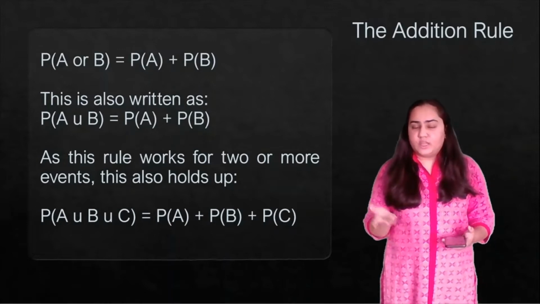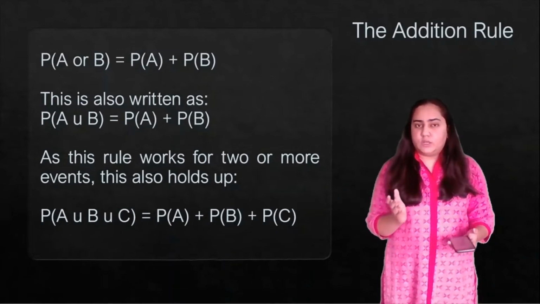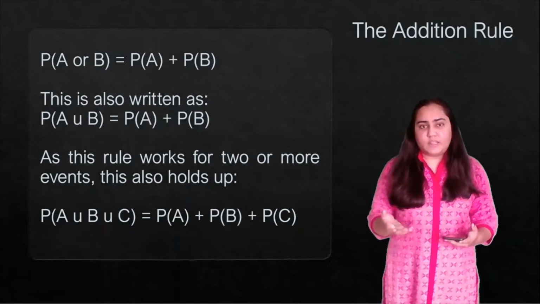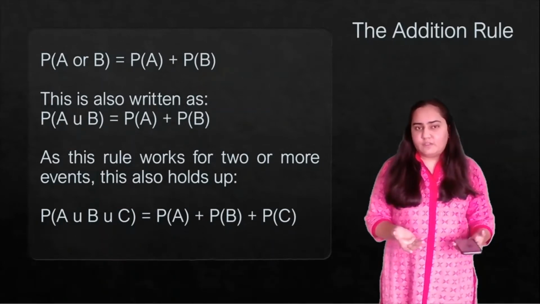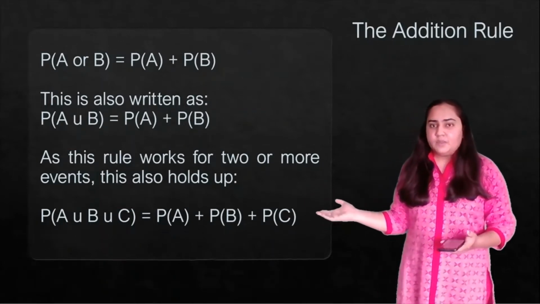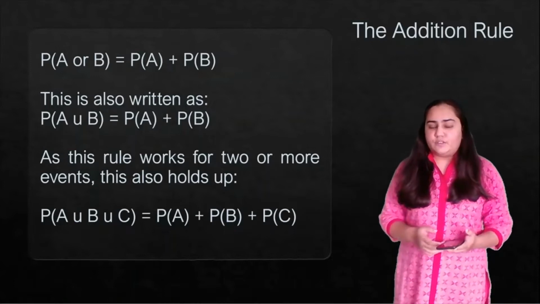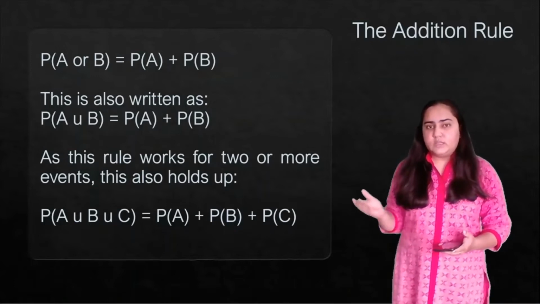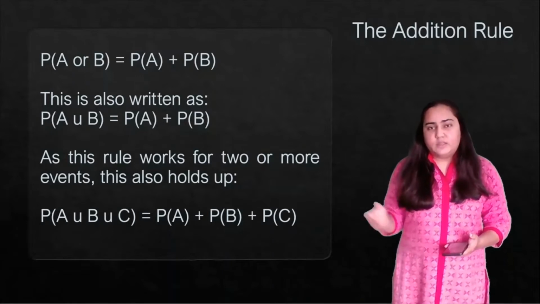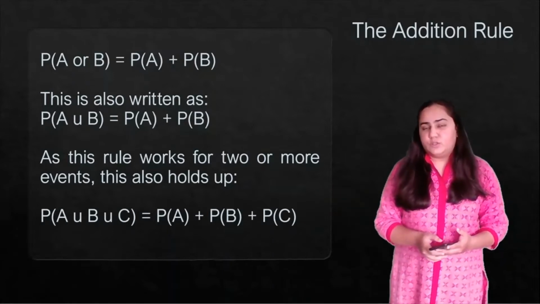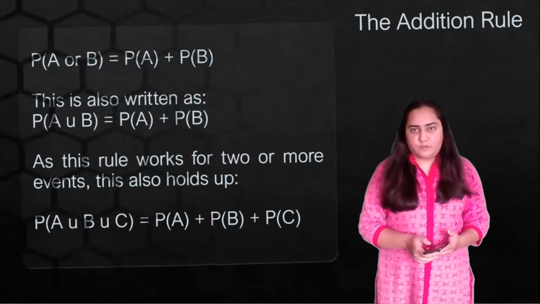And as this rule can work for not just 2 events, it can work for 2 or more events. So if you wanted to expand this rule to accommodate 3 events, A, B, and C, then you would be writing it as P of A union B union C is equal to P of A plus P of B plus P of C. So this is how the addition rule works, and this is the formula for it.